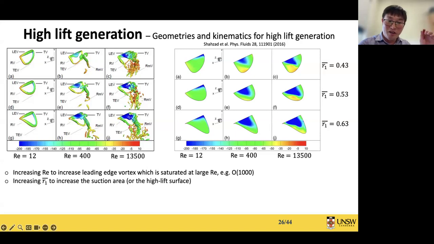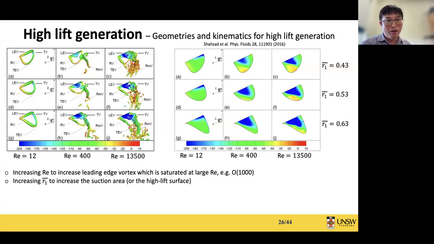Actually, LEV, leading edge vortex, strength increases, and it saturates at large Reynolds number, like Reynolds number 1000 or beyond. And if we further increase the Reynolds number, the leading edge vortex just loses stability.